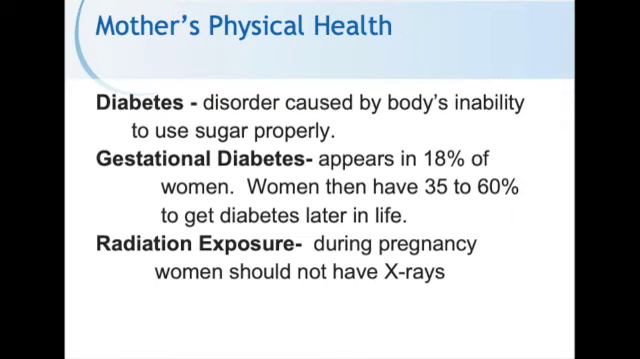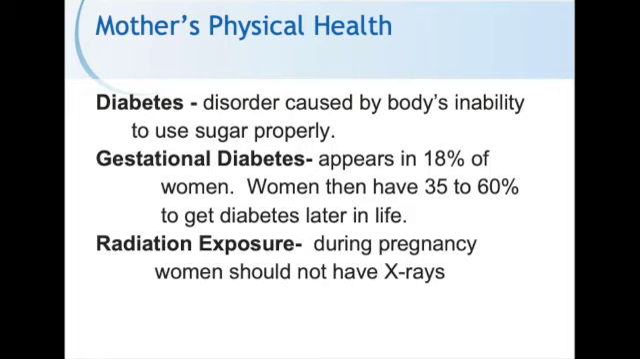Diabetes is a disorder caused by the body's inability to use sugar properly. In diabetes, the body inadequately produces or uses the hormone insulin. Some women might have diabetes before they become pregnant. If so, they should talk to their doctors about how to manage the disorder during pregnancy. Another kind of diabetes, called gestational diabetes, can occur during pregnancy. Gestational diabetes appears in about 18% of women who did not have diabetes before pregnancy. Soon after pregnancy ends, gestational diabetes usually disappears.